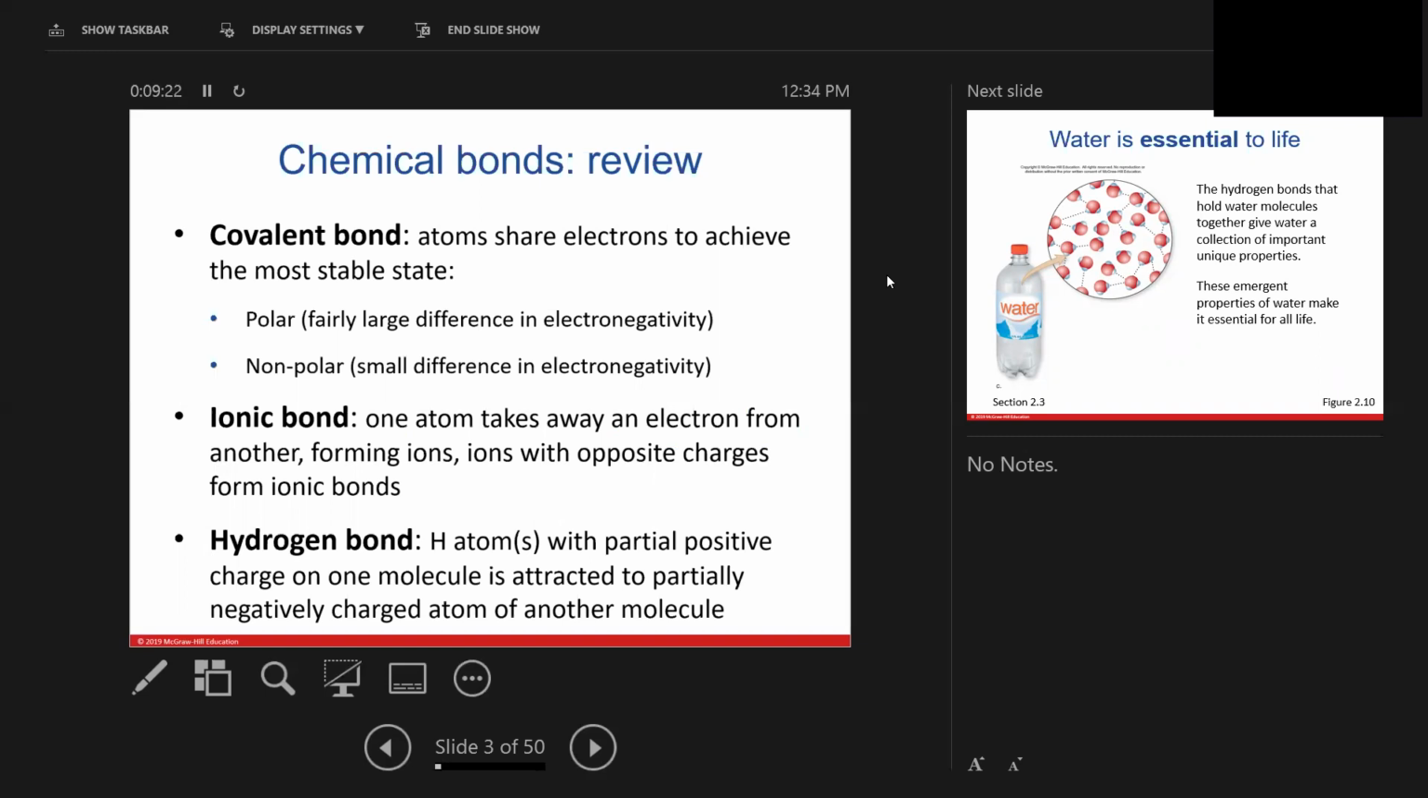Then you're going to have an ionic bond, which is where one atom takes away an electron from another, forming ions, where one is positively charged and the other one is negatively charged. And because those ions now have opposite charges from each other, they become bonded together.